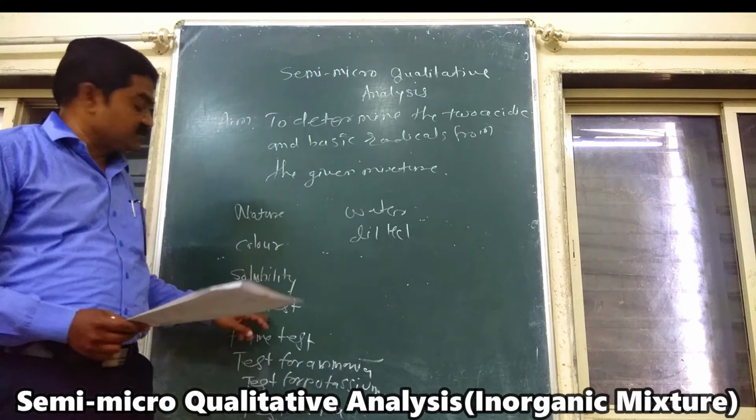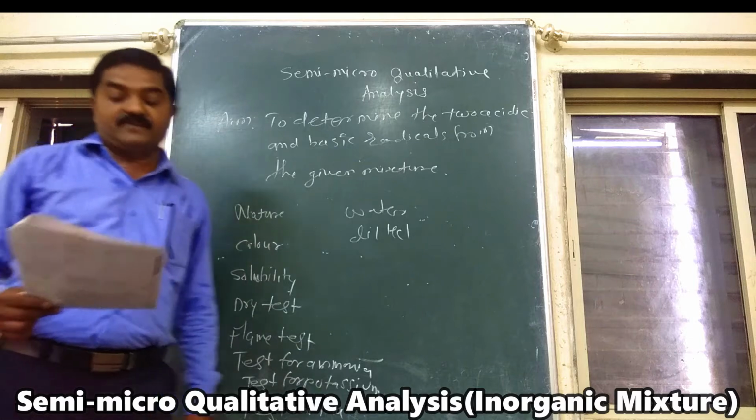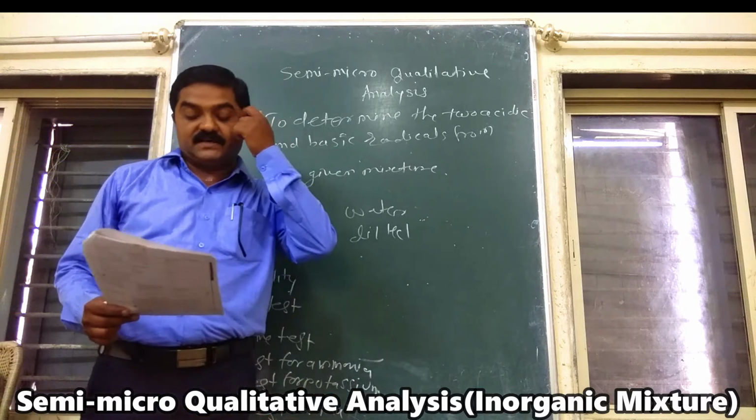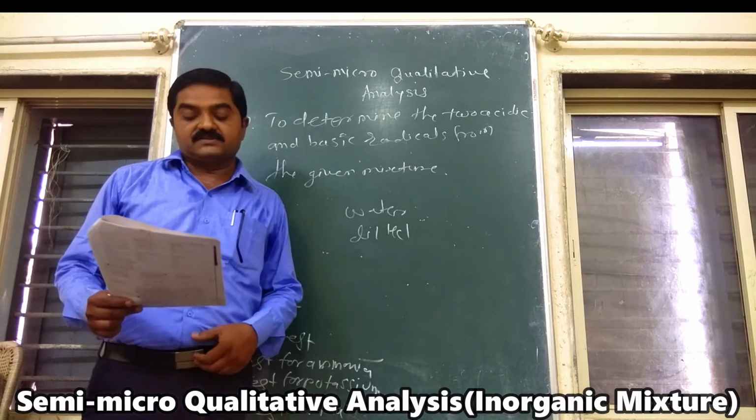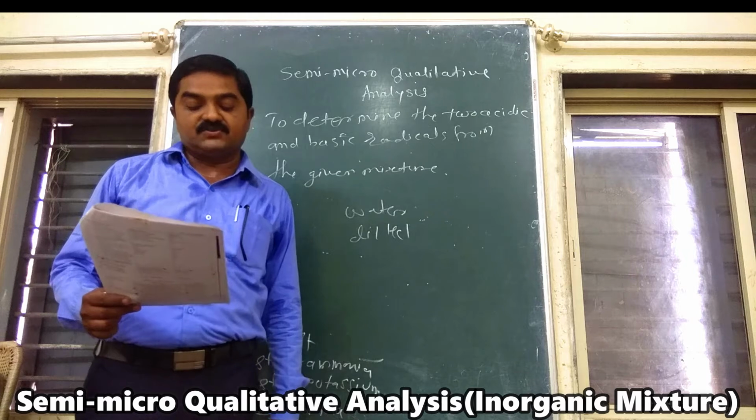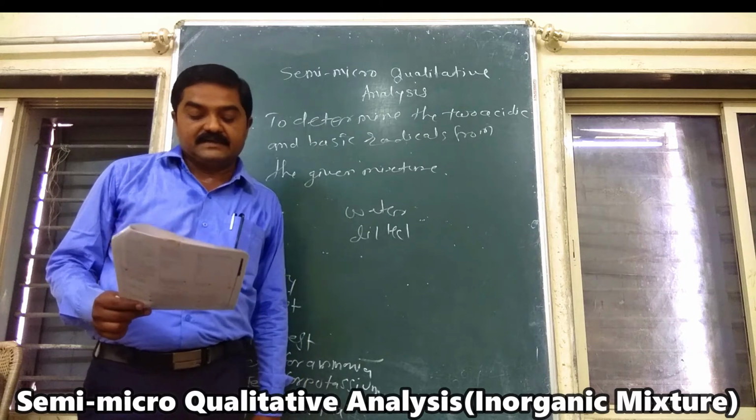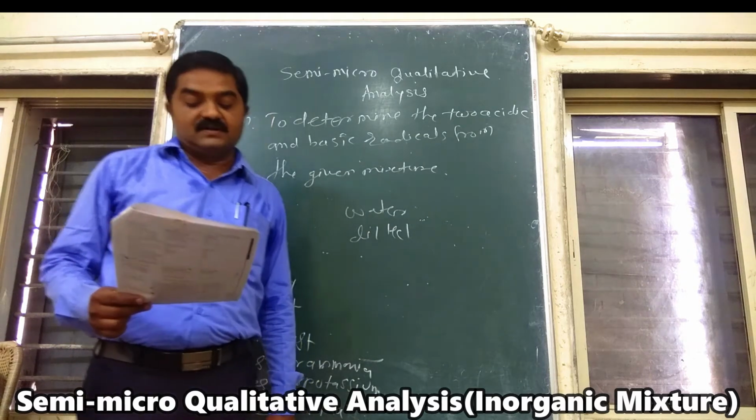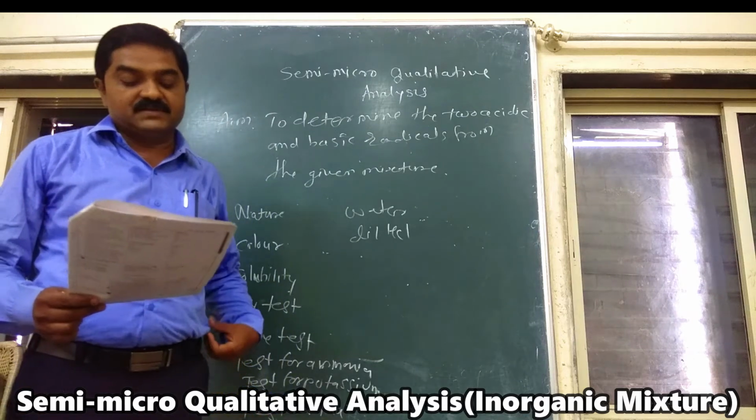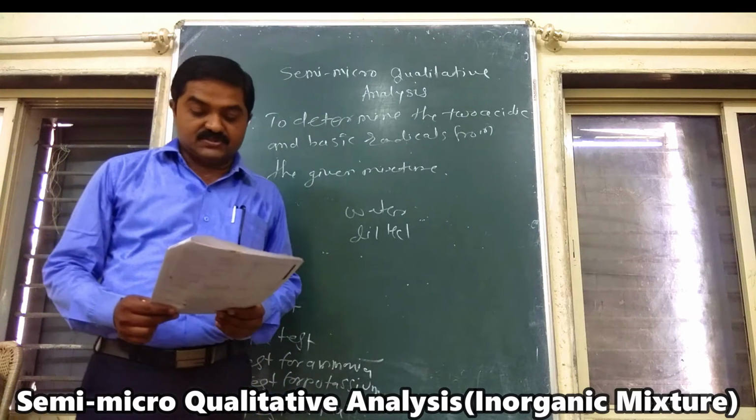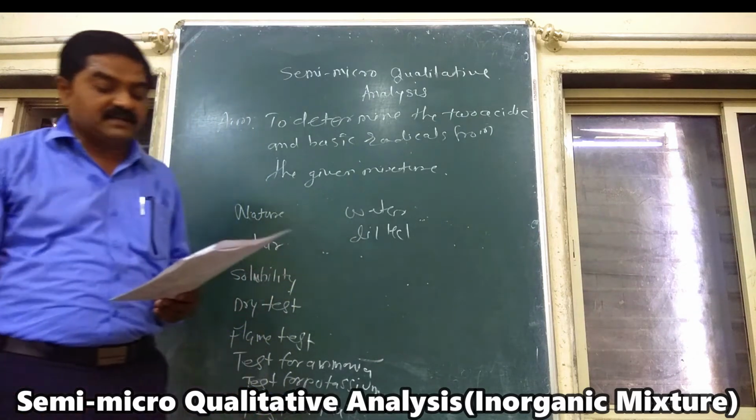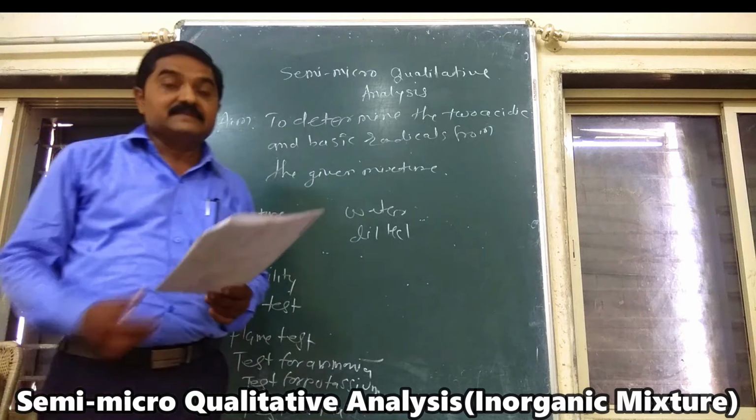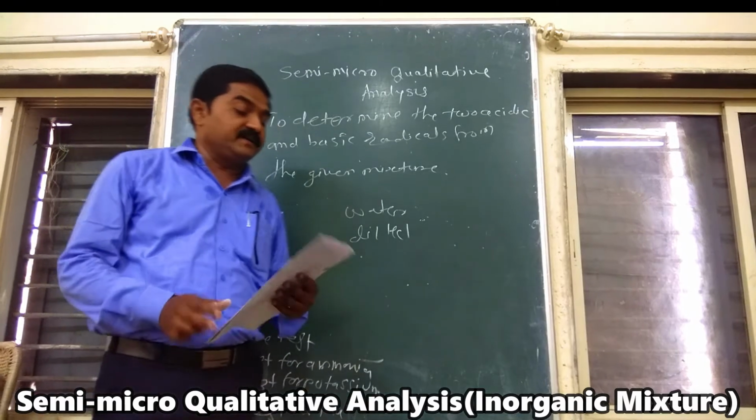Then the flame test. In the flame test, the platinum wire is dipped in concentrated HCl and heated strongly in an oxidizing flame. The platinum wire should not give any color. Then dip the platinum wire in concentrated HCl and salt, and hold it in the mixed flame. Observe the color of the flame. Here sodium, potassium, calcium, strontium and barium, these types of elements are present there.